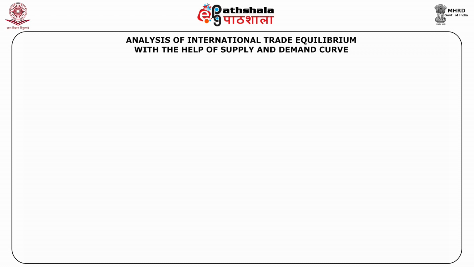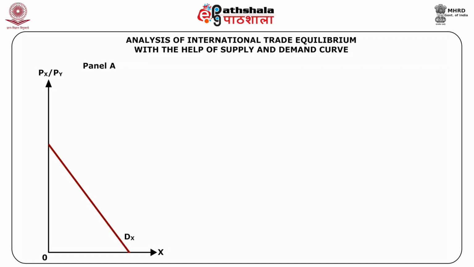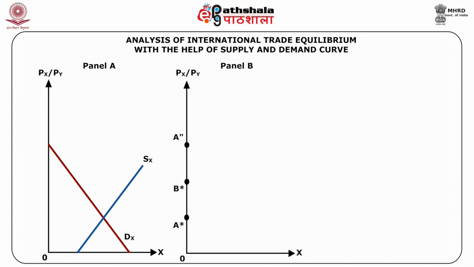In the diagram, panel A depicts the price of commodity X on the vertical axis and quantity of the commodity on the horizontal axis. Dx is the demand curve and Sx is the supply curve of commodity X in nation 1. Panel 2 shows the world demand D and supply S of commodity X, where the world equilibrium price and quantity is at the point of intersection of world demand and supply of commodity X, that is at point E dash.